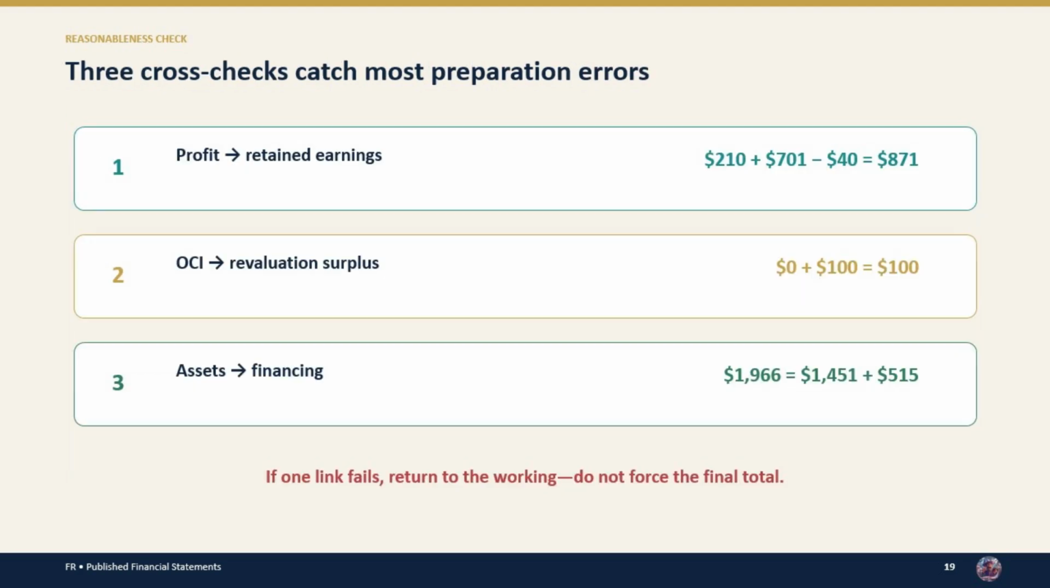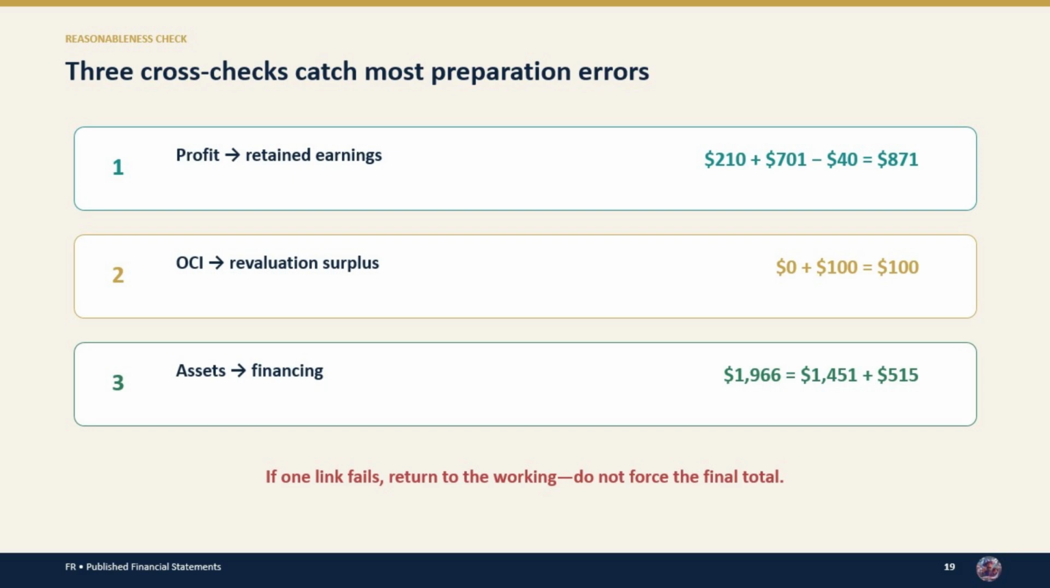Check 1. 210 opening retained earnings plus 701 profit minus 40 dividends equals 871. Check 2. 0 opening revaluation surplus plus other comprehensive income of 100 equals 100. Check 3. Assets 1,966 equal equity 1,451 plus liabilities 515. If one check fails, do not insert a balancing figure. Return to the related working.